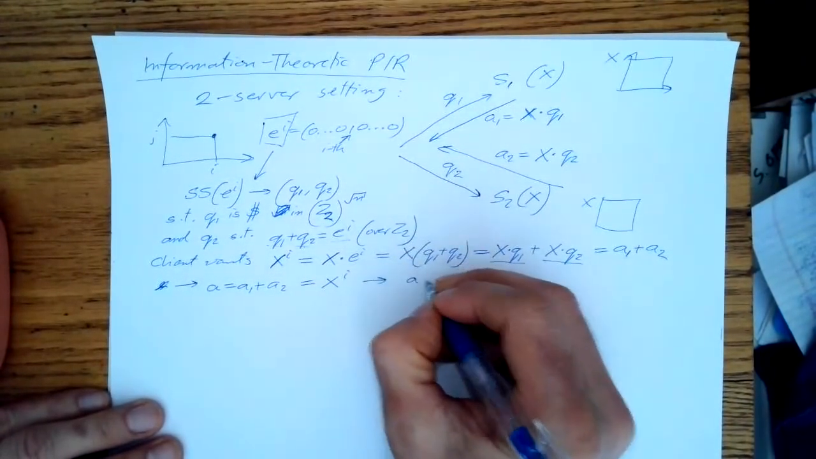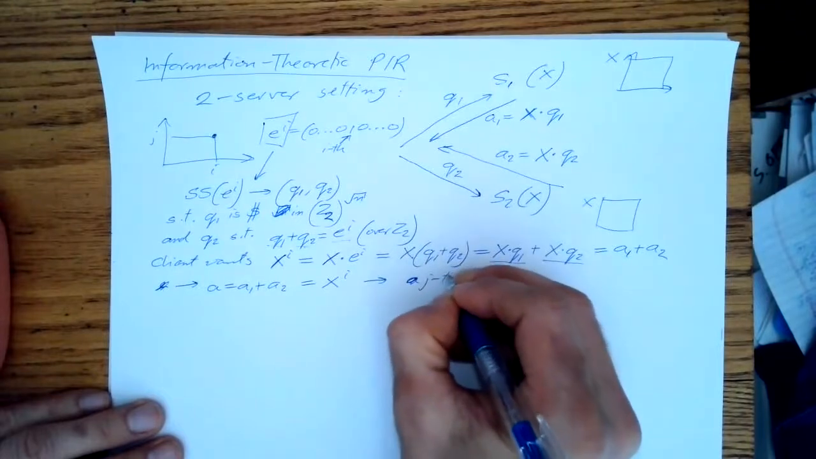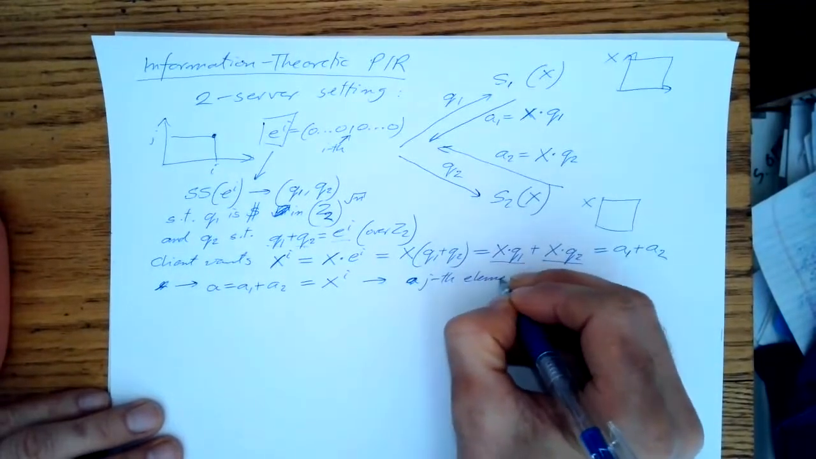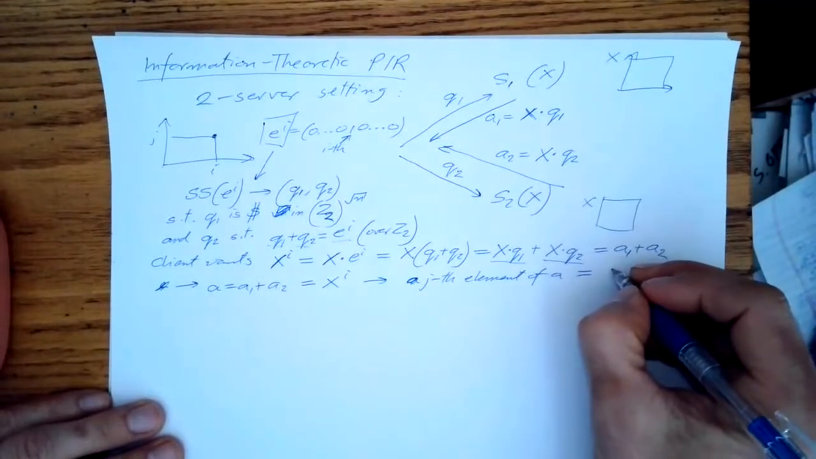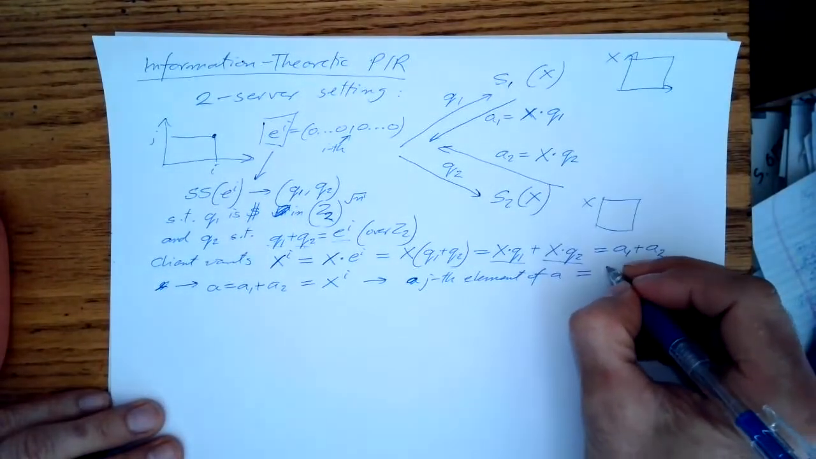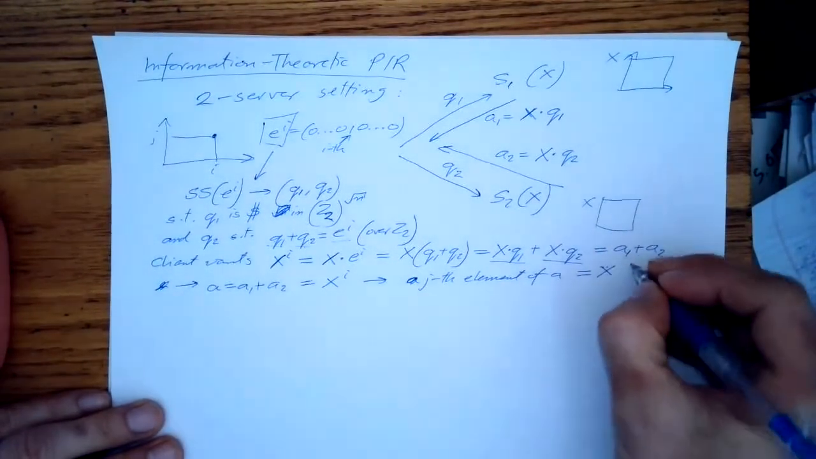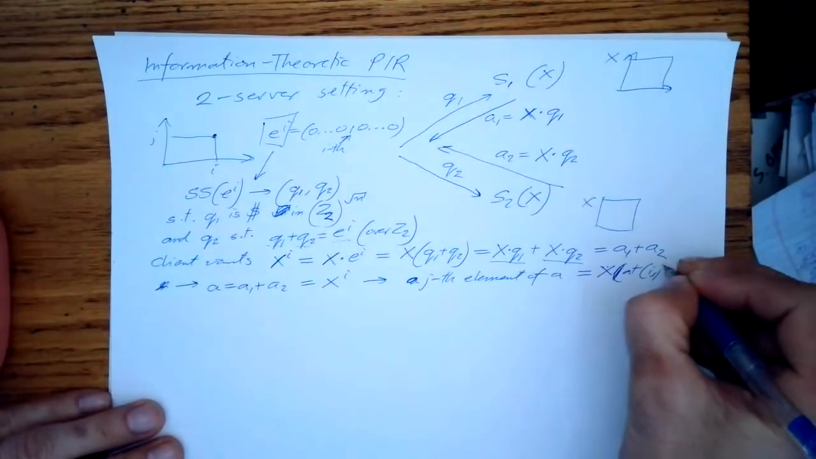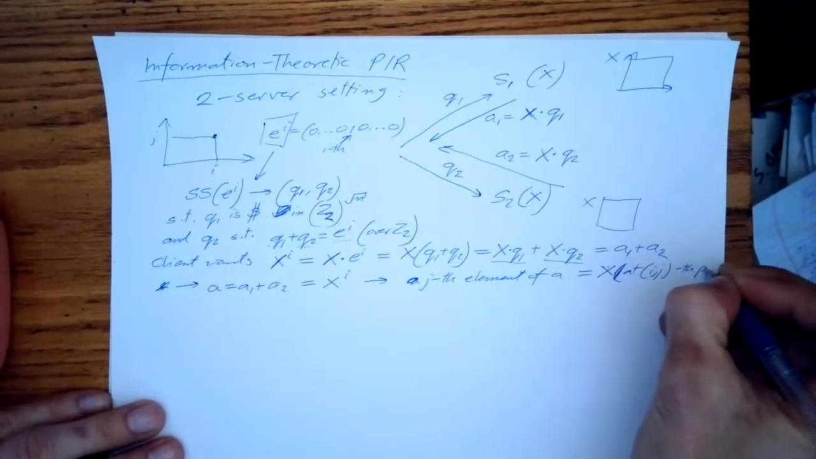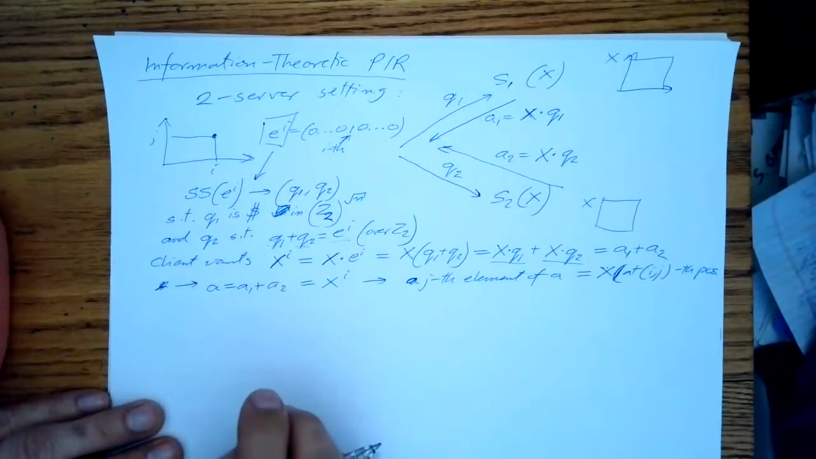So the jth element of A is x at the ijth position, right?